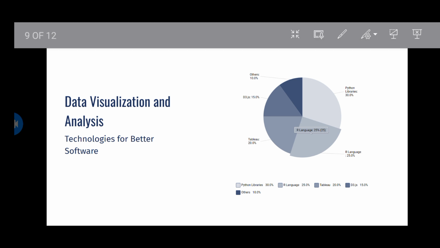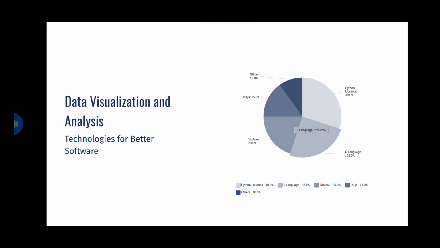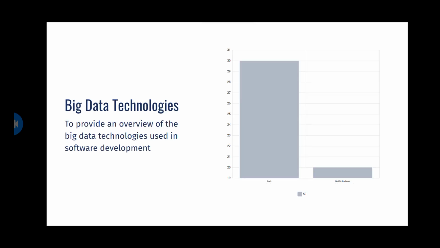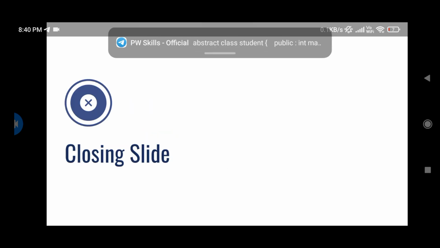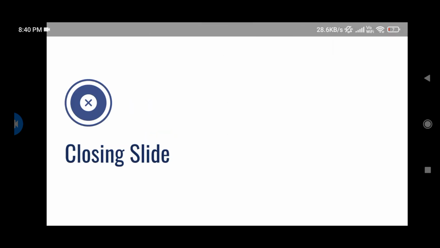Next, we saw the percentage of share of each language in data visualization and analysis. We discussed R and Python. Next, Tableau, D3.js, and so on, which occupied the major share in data visualization and analysis. Next, big data technologies, to provide an overview of the big data technologies used in software development, like how Spark is used, and NoSQL databases, and the percent of share held by both. This is all about my given topic, how data science and development tools are used for better software development.